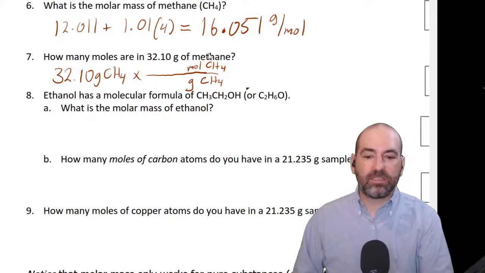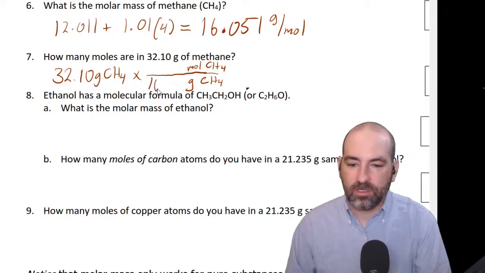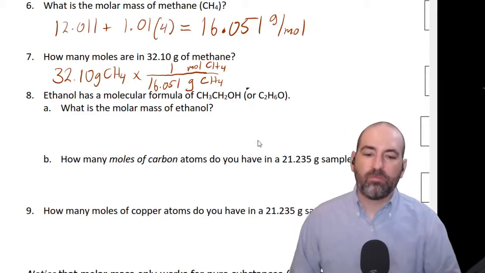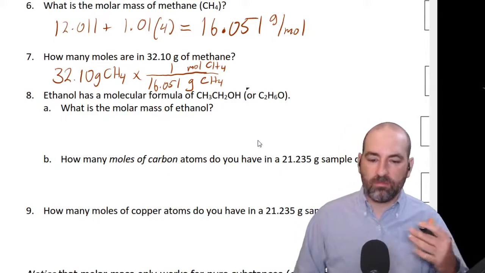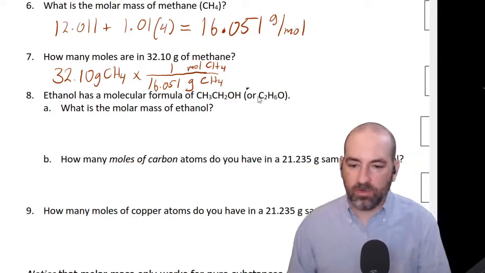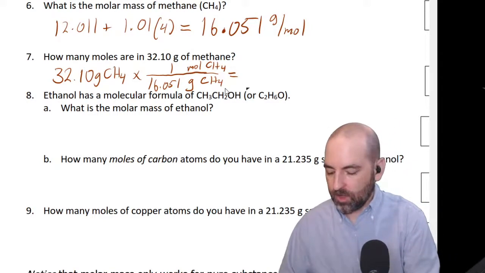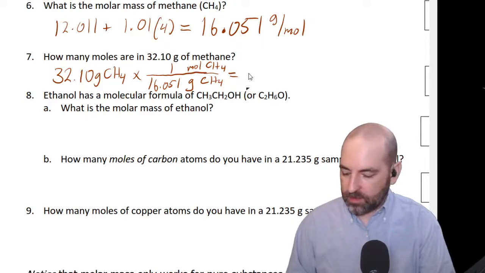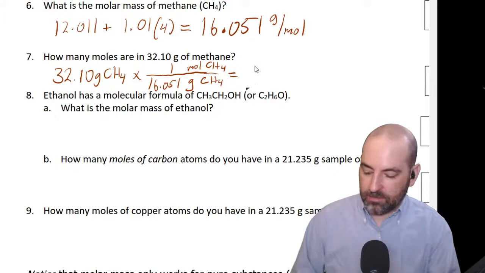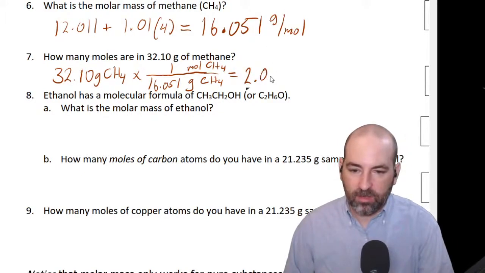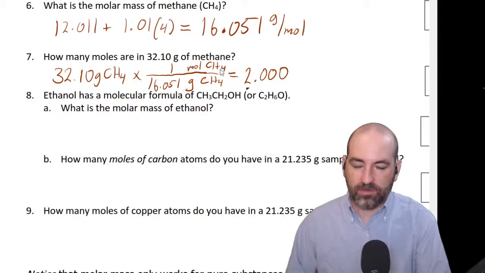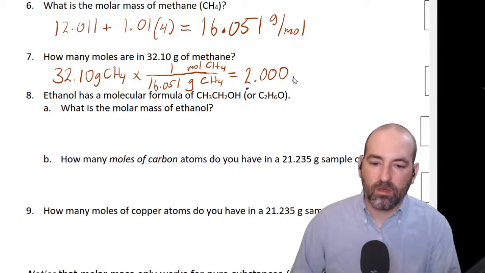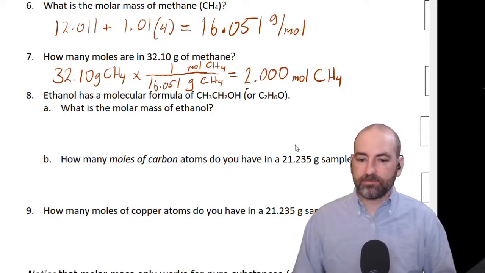And the conversion that takes us there is our molar mass: 16.051 grams per 1 mole. Make sure the mass goes with the grams, and mole is going to be 1. So now we divide 32.10 divided by 16.051, and we get 1.9998. So we're just going to round that to 2.000 because that's how many significant figures are in the question. And that's how many moles of methane we have here, right? So just a conversion factor.